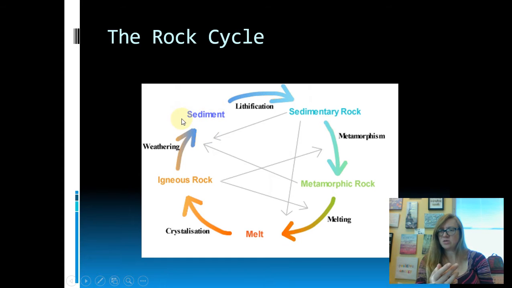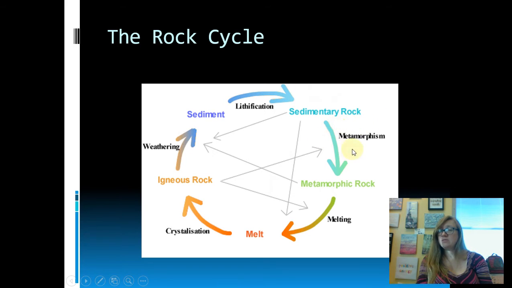So that can be things like dirt or sand or silt. And then the process to make sedimentary rock is actually called lithification. Litho has to do with stone or rock. So it's going to get squeezed, and layers will form and form and form. Some kind of mineral will cement it together and we'll have sedimentary rock.